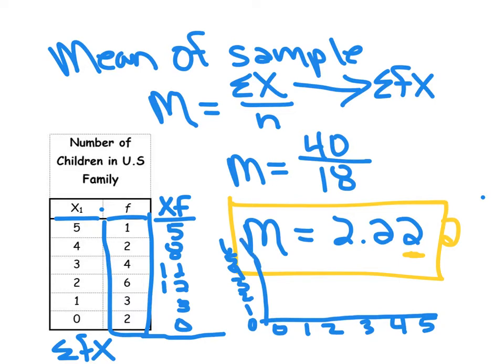What we're going to be looking at is, for 0, 2 people scored 0. For 1, 3 people scored 1. For 2, 6 people scored 2. Here's our bar for that. And then for 3, 4 people scored 3. And then for the number 4, 2 people scored.